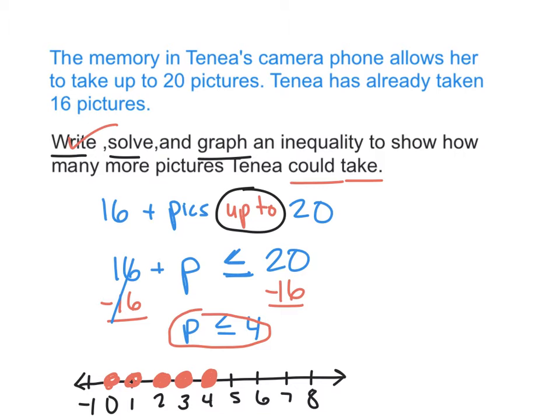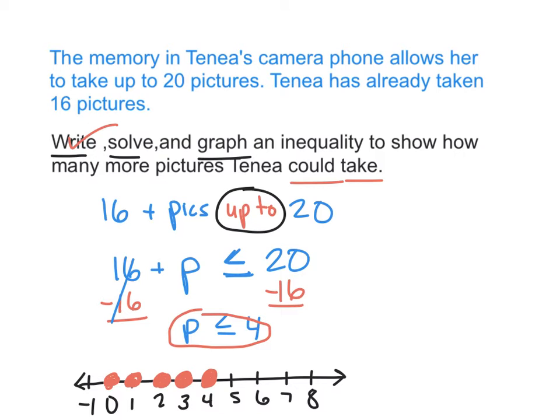She can't take negative pictures. There's no such thing as negative pictures. I suppose you could argue that she could delete pictures, but that's not really part of the context of this problem. We're just asking how many more pictures could she take. So she's not deleting them.